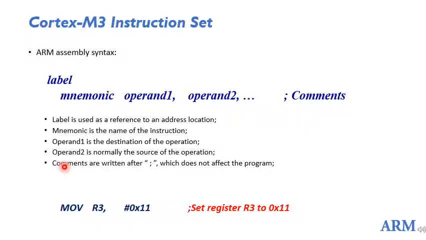So here is an example. MOV R3, #0x11, set register R3 to 0x11. So this is the instruction. Here MOV is the mnemonic. Usually these mnemonics are self-explanatory. As the name itself specifies, it is to move data from one place to another. As I have told, operand 1 is always the destination. So R3 is the destination. So you have to move something to R3. What do you have to move? Here a constant is given. It is not any other register.